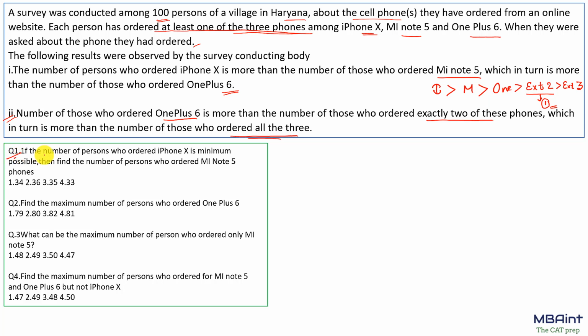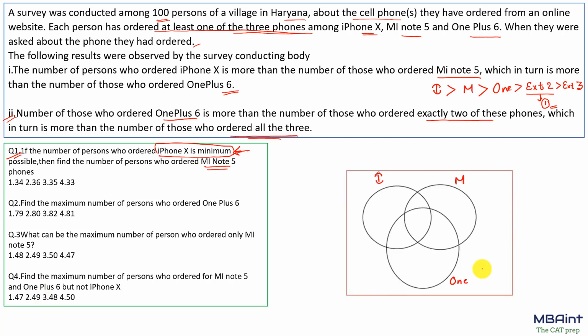The first question says that if the number of persons who ordered iPhone X is minimum. So this is the condition, that the number of persons ordering iPhone X is the minimum possible. Then which of the following is the number of persons who ordered MI Note 5? So first we have to minimize this and then we have to find the value of MI Note 5. So let's do that. Let's make a Venn diagram to visualize this.